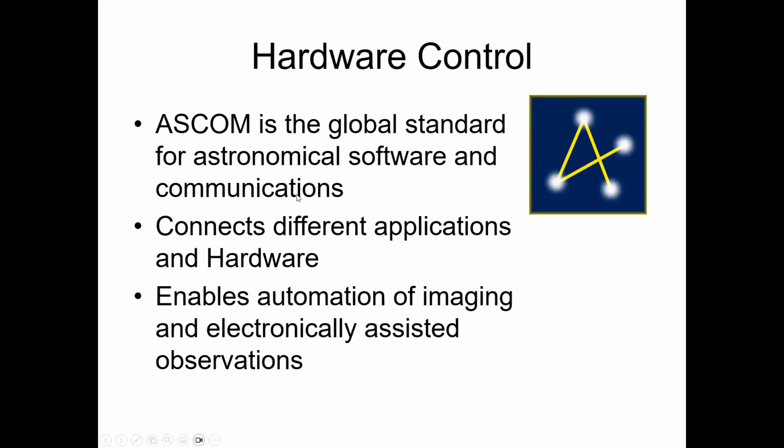The first one is hardware control. Hardware control is mostly done through a protocol called ASCOM. ASCOM is the global standard for astronomical components, so almost all the telescopes on the market support ASCOM, and almost all astronomy-related PC software supports ASCOM. It is a software platform that connects all the different applications and hardware to automate imaging and data collection. That is what ASCOM is doing. It is also free, open source software. You can modify it, you can change it.